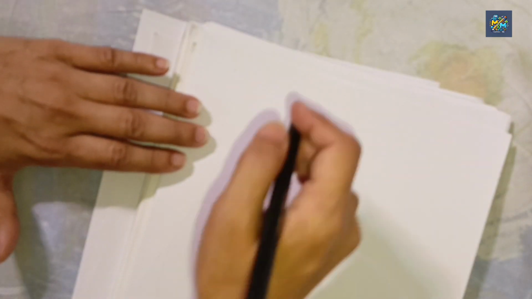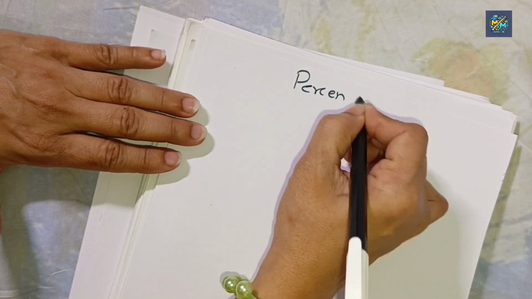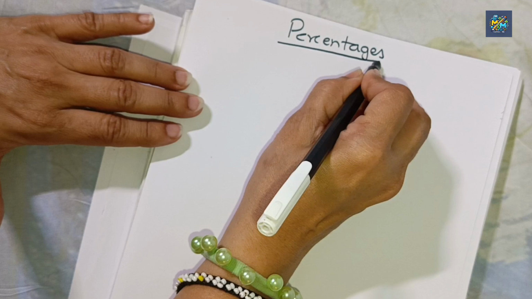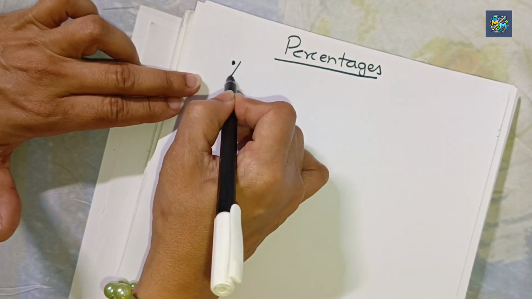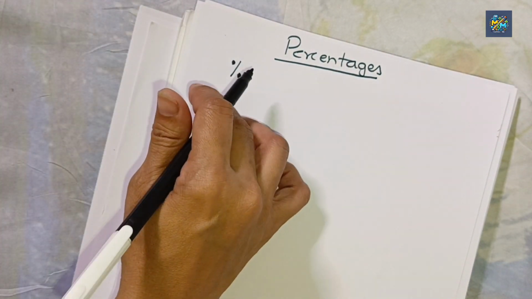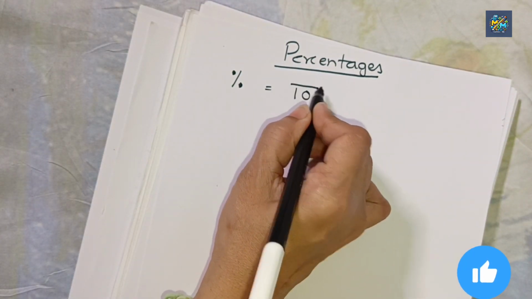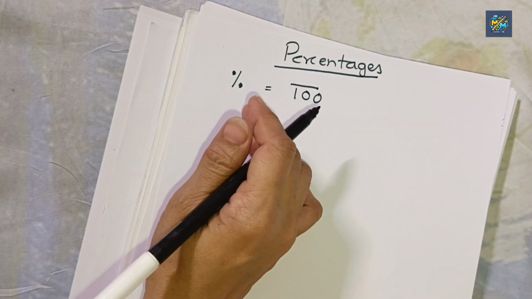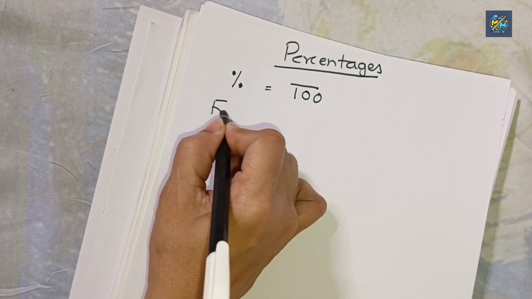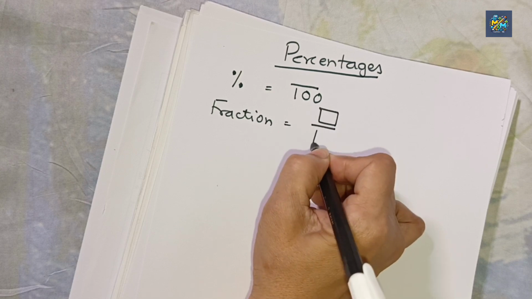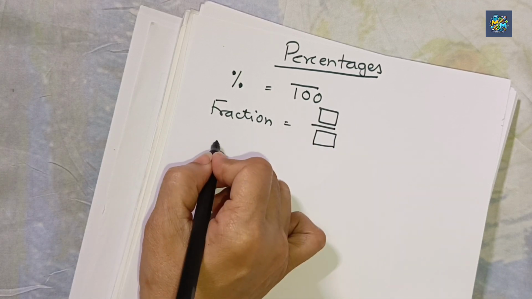Now, while doing percentages, you know what? There are three types of terms. So again, I'm writing the topic is percentage. Percentage, we have already seen, this is the sign of percentage, and this always means a hundred, and that too in fraction. Second thing is fraction. We know what is fraction. Fraction means a numerator and a denominator. And the third is decimal.